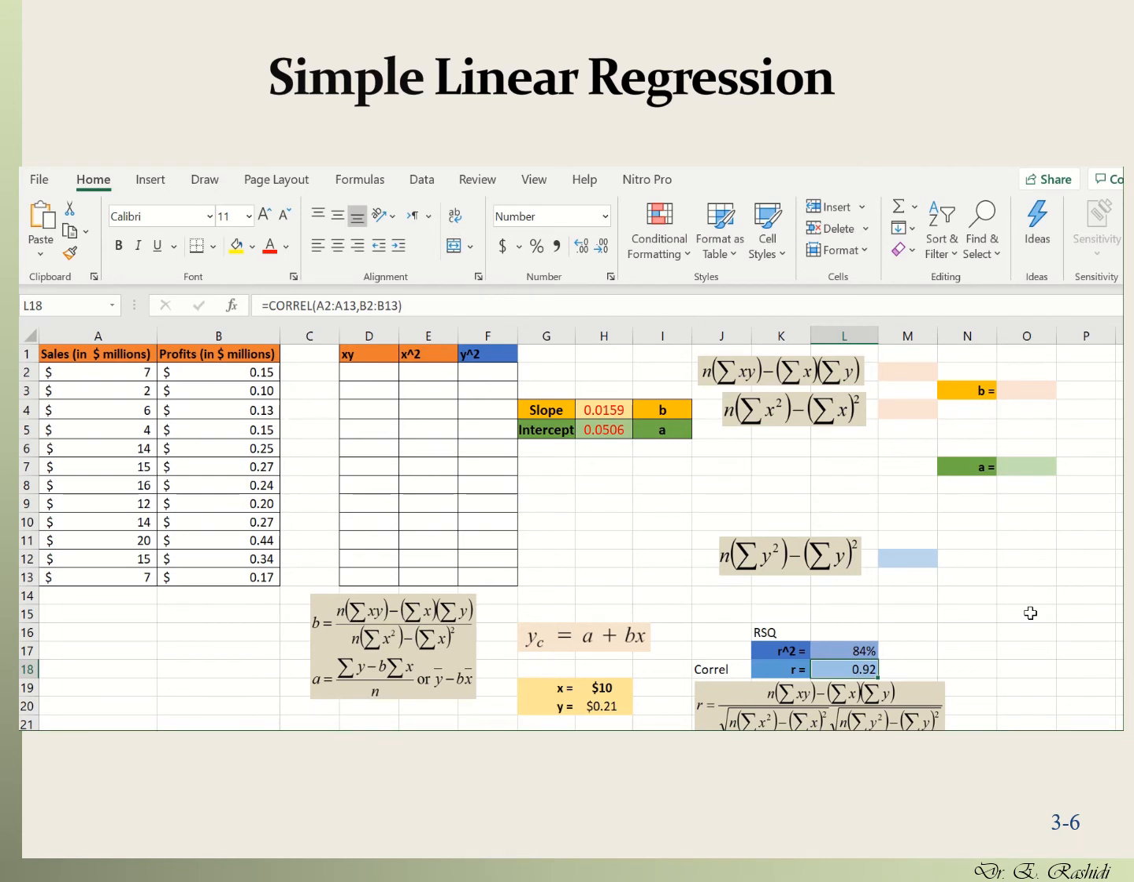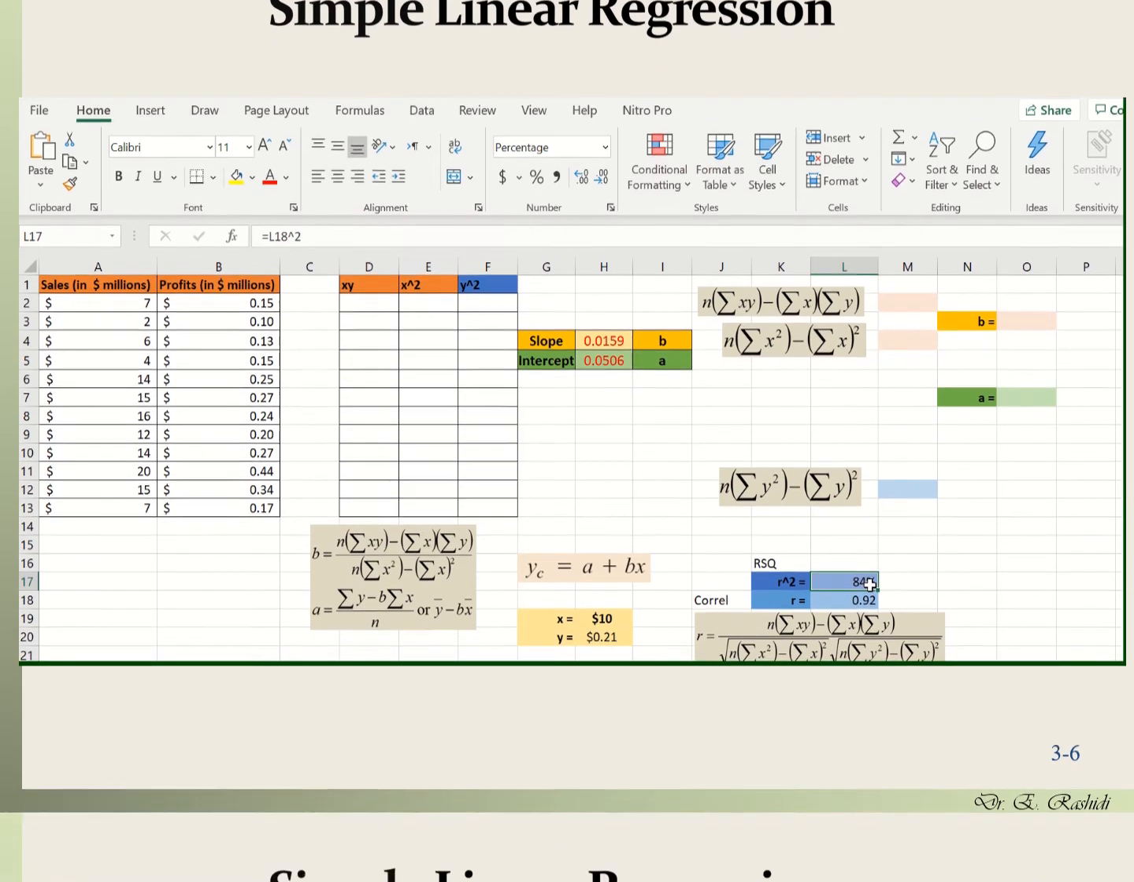That means that there are other factors that we have not considered. It could be anything, but it's not sales, and that's the remaining 16% that we have here. So 16% of the changes or variation in profit cannot be described by variation in sales. But 84% actually is close to 1, it's not close to 0. And we could understand that based on the correlation coefficient, because there is a strong relationship between profit and sales.